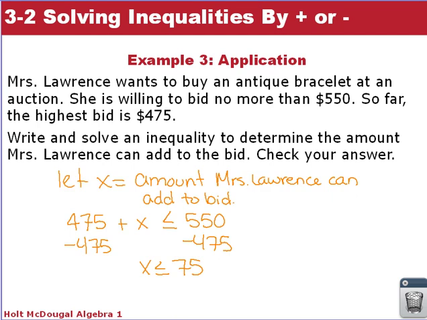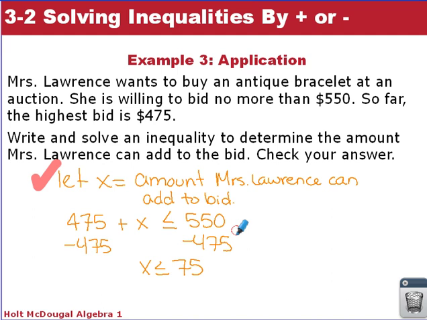So let's define our variable. Let X represent the amount of money Mrs. Lawrence can add to the bid. So our inequality becomes, she has $475 as her highest bid. So far it's been the highest bid. She's going to add X dollars more, but that has to be less than or equal to $550 because that's her upper limit. She wants to bid no more than $550.